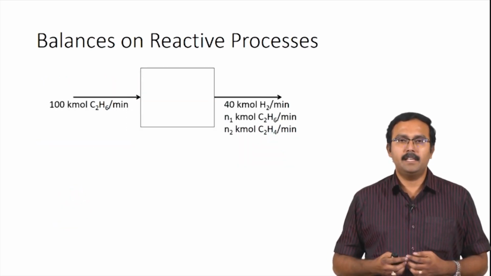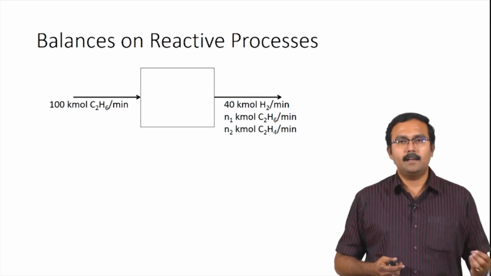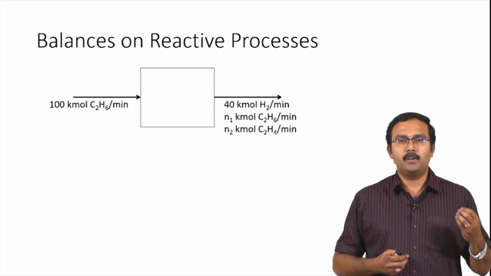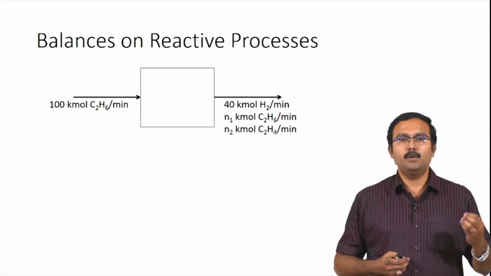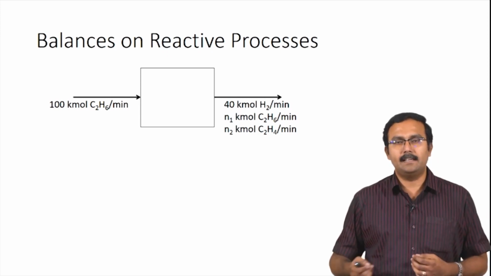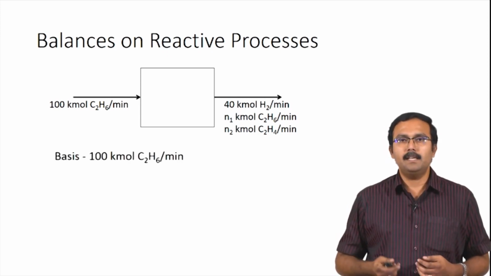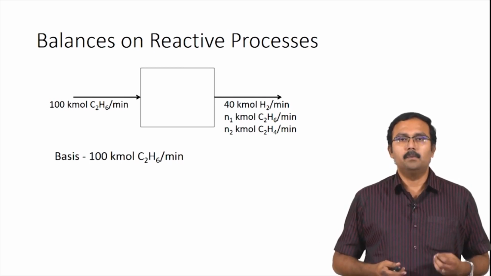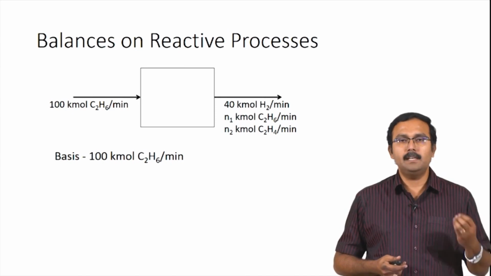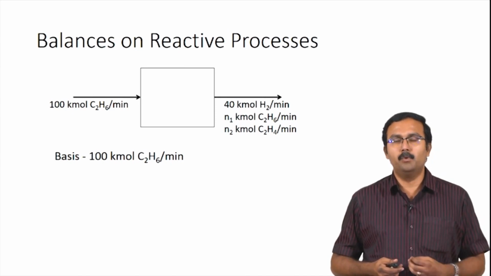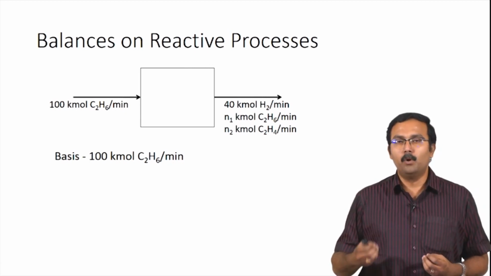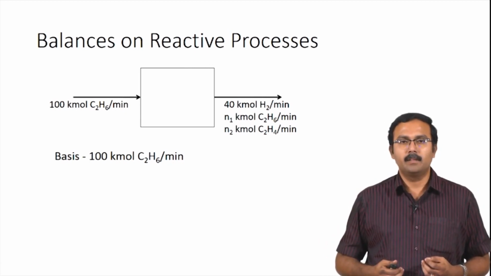So, we now have the reaction system and we can write the total mass balance. Before that, we need to identify the basis for the system. For the given conditions, you have 100 kilomoles of ethane entering, which means the basis would be 100 kilomoles of ethane per minute. Now, the total mass balance should be written in terms of masses, not in terms of moles, as we already looked at. Mass is conserved, number of moles is not conserved during a reaction.